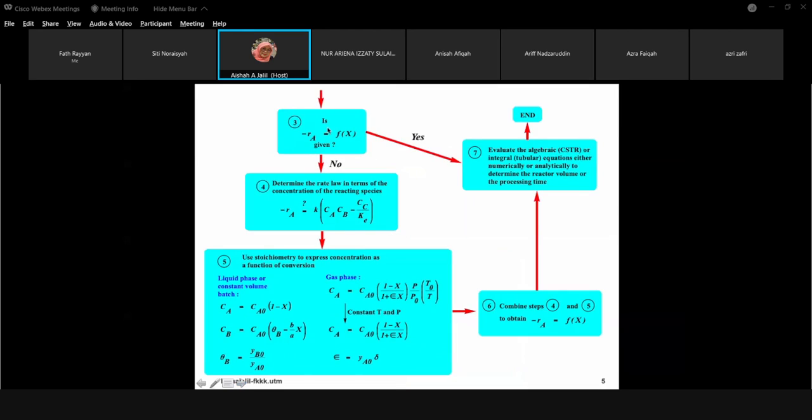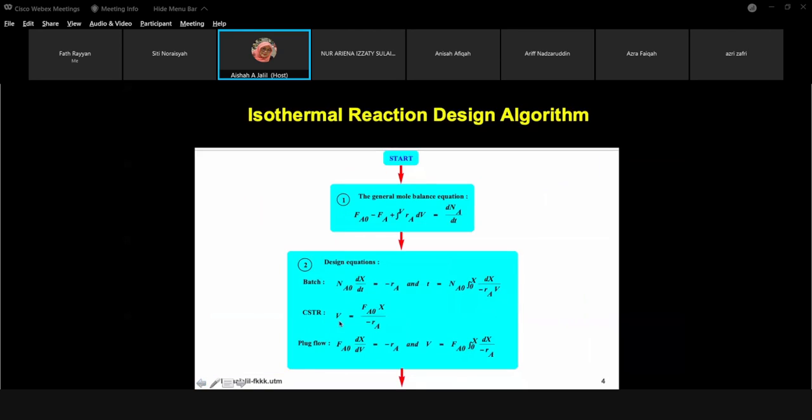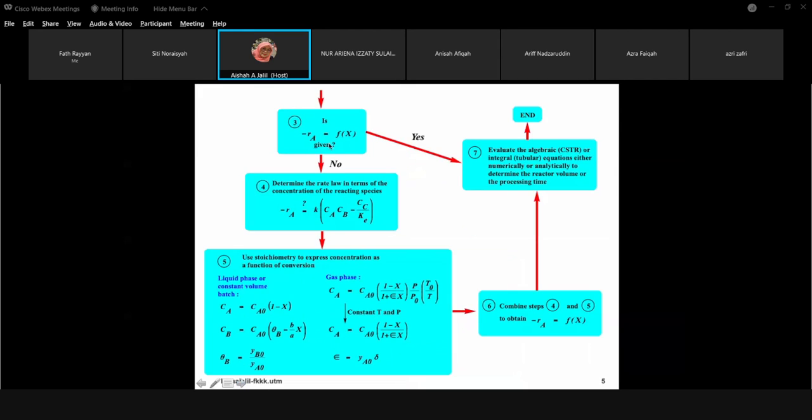In this mole balance equation, you have the r A, so you have to solve for the r A. Is r A given or not? If given, you can directly evaluate what you want, either numerically or analytically, to determine the V or the t. But if you do not know about this one, you have to solve the first one.